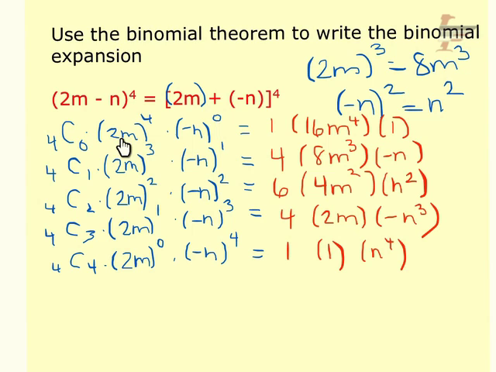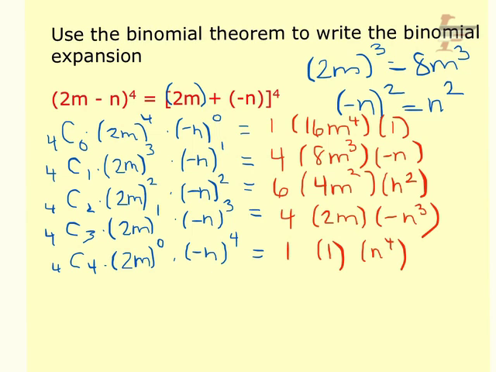Okay, then 2m to the 4th, be careful, is 16m to the 4th. 2m cubed is 8m cubed. 2m squared is 4m squared. To the 1st, 2m. Anything to the 0 is 1. And then the negative n, be careful, the negative n to the 0, of course, anything to the 0 is 1. Negative n to the 1st is going to stay negative. Negative n squared will turn positive. Negative n cubed will stay negative, and negative n to the 4th will turn positive.